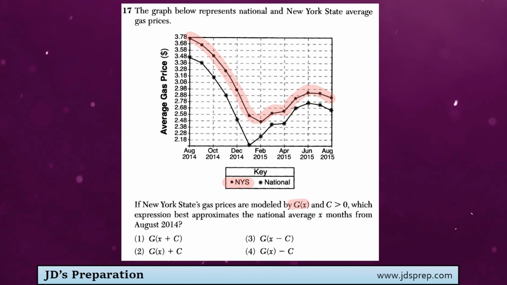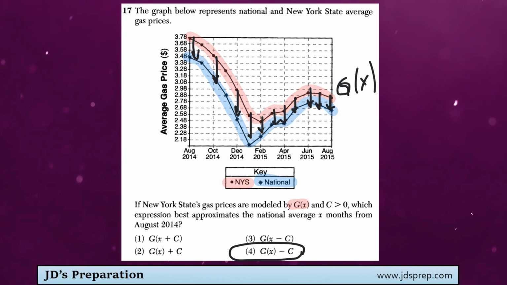Now, when we compare that to the national average, which is represented by the stars, you'll notice that comparatively, it's consistently the same amount less pretty much every month. So what you'd be doing is taking g of x, which is represented by that red line there, and basically subtracting the same constant each time, more or less. So algebraically, we would represent that using g of x minus the constant c.